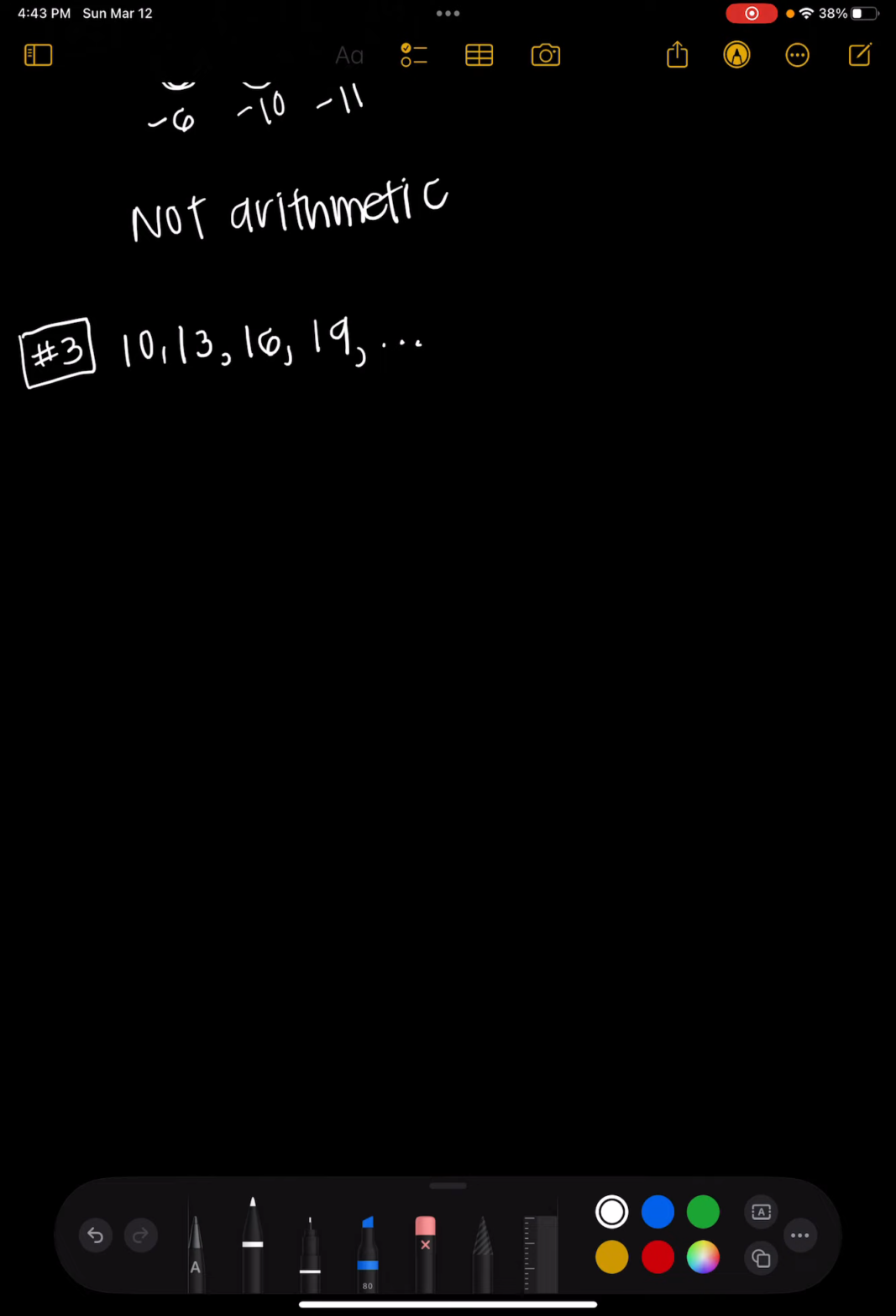So the other way we can do it is with that formula I showed you earlier today, which is a sub n is equal to a sub 1 plus d times n minus 1. With this one, we can just plug in all of our information, and then our a sub n would be our 23rd term, as long as n is 23.